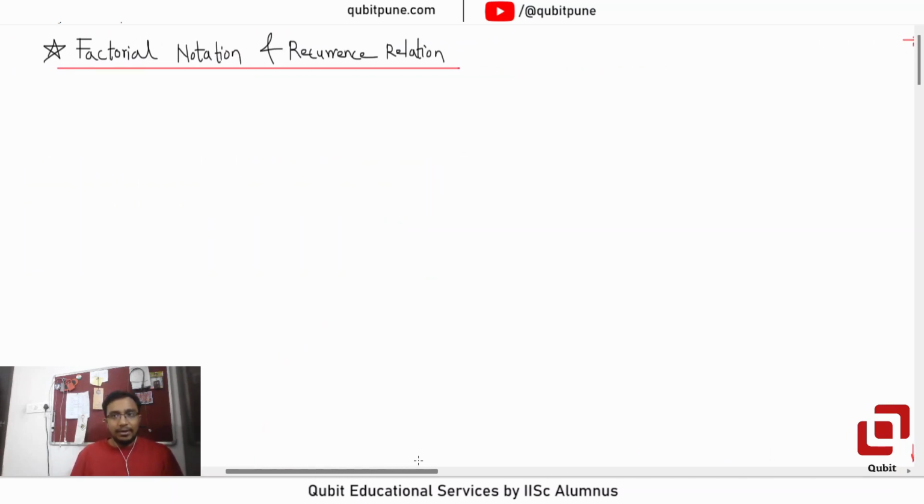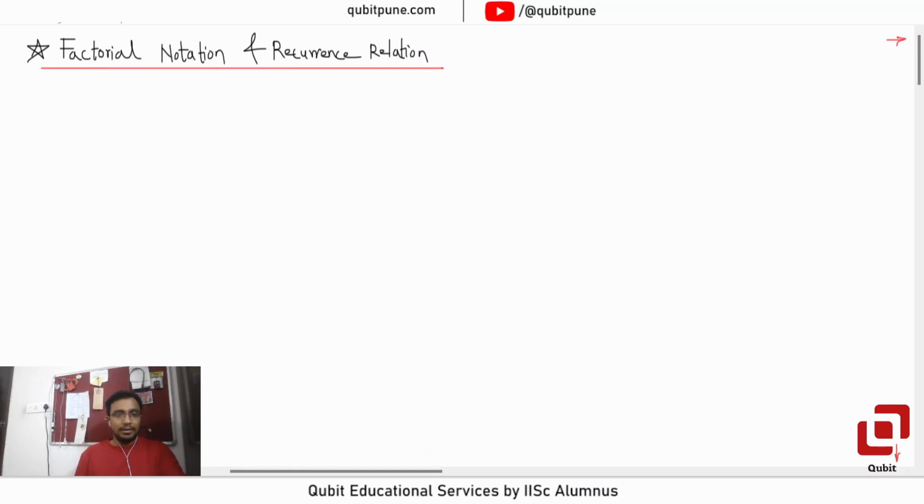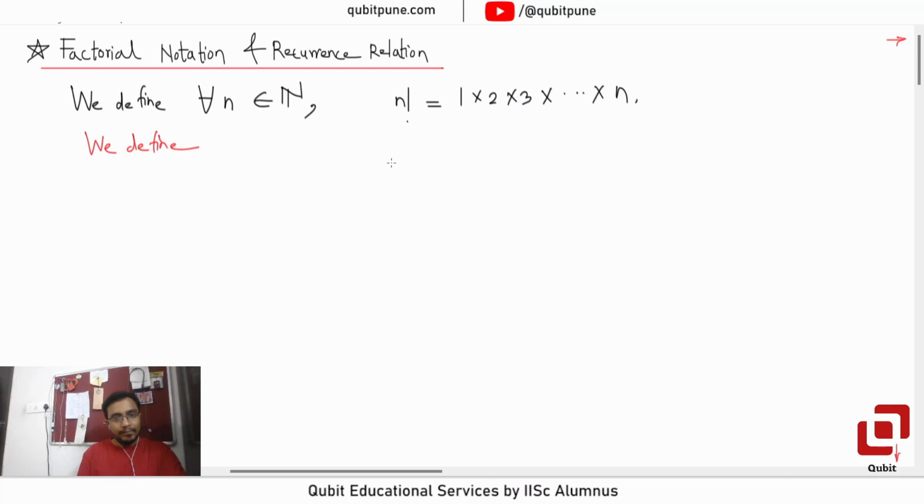Factorial notation. Quick revision of factorial notation. We define for all n belonging to the set of natural numbers, n factorial as 1 into 2 into 3 up to n. That's n factorial. Additionally we define 0 factorial equal to 1, and well, we can also prove why 0 factorial is 1, but let's not go into that.